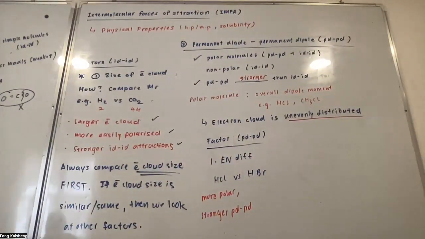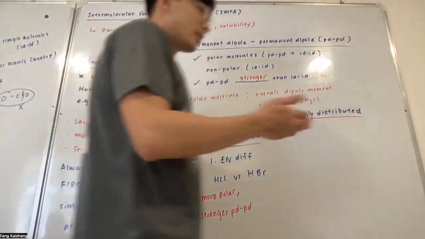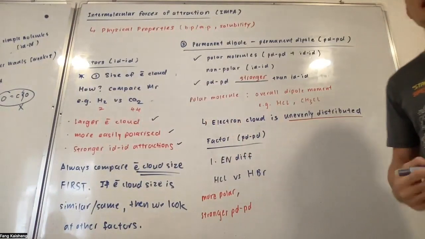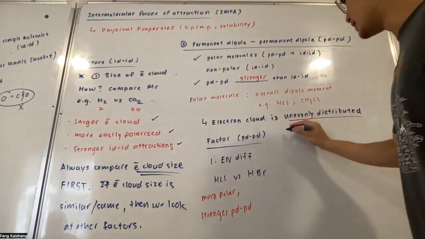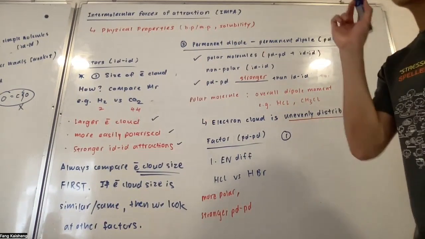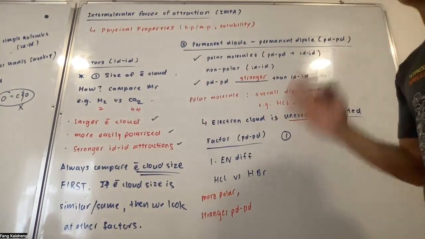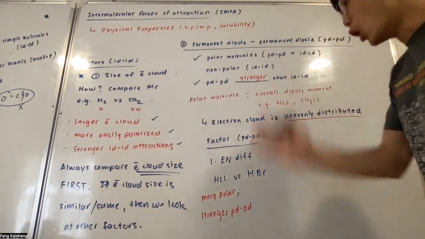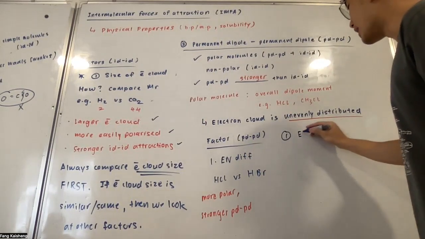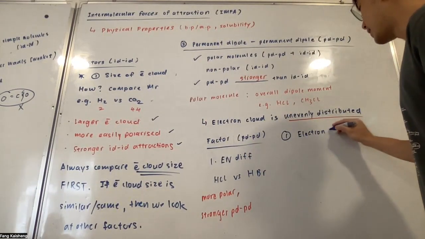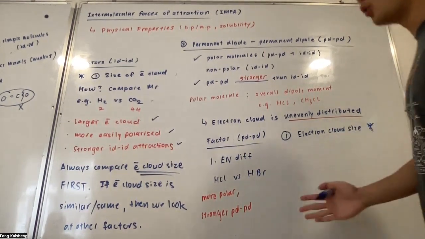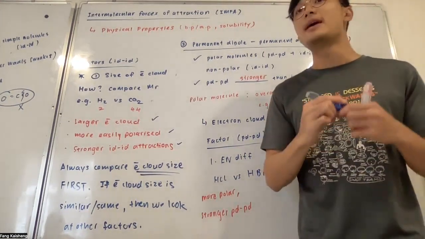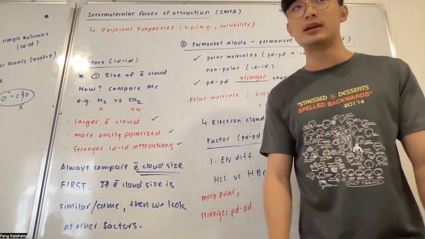But I need to clarify one thing. And this is something I need you all to write down right now. I did mention, guys, no matter what kind of molecules they give you, what is the first thing you must always compare? It's still on the board, I never erased it for a reason. You must always compare electron cloud size first. I don't care whether it is non-polar or polar. You must compare size first.